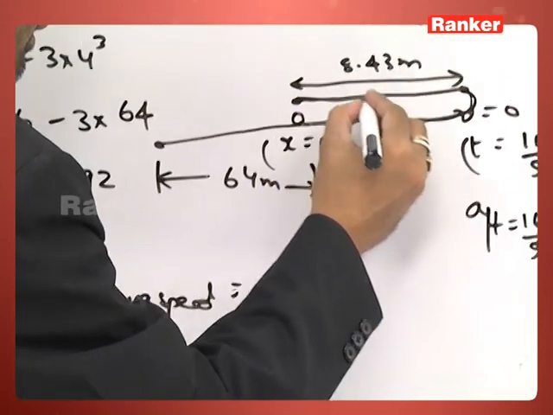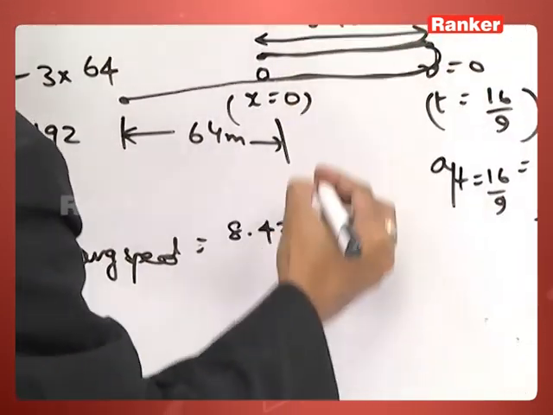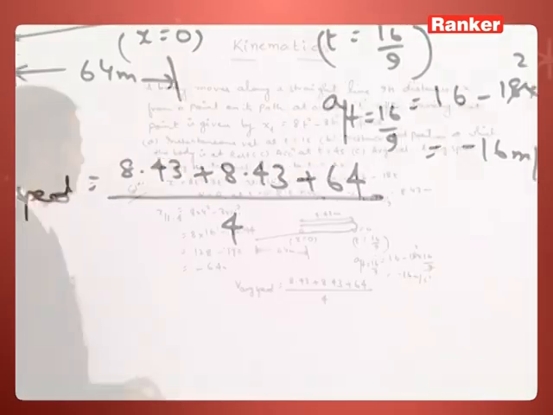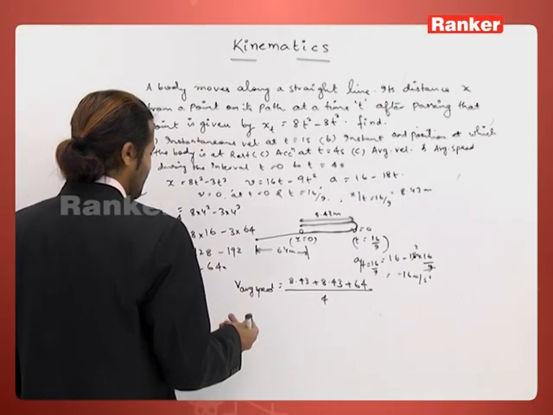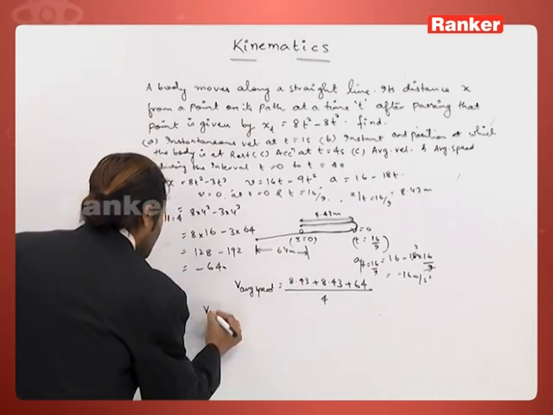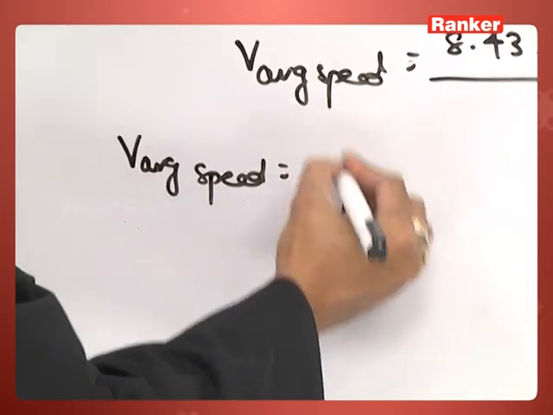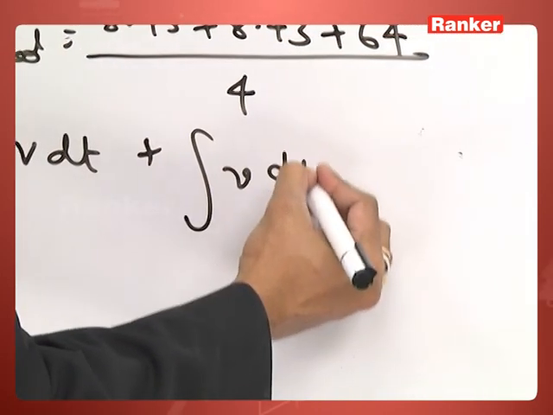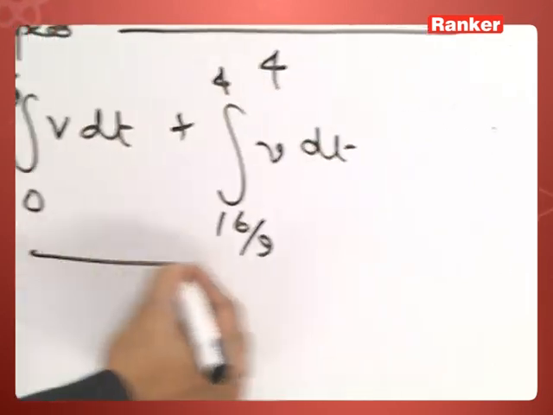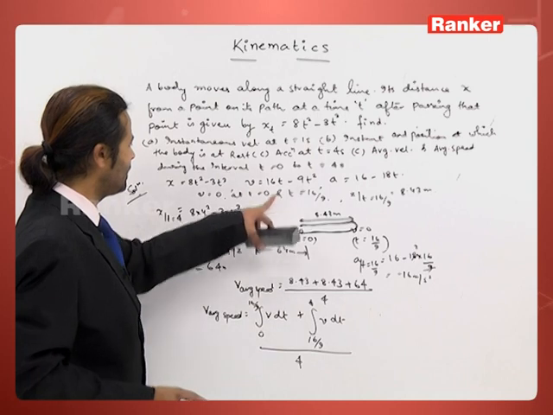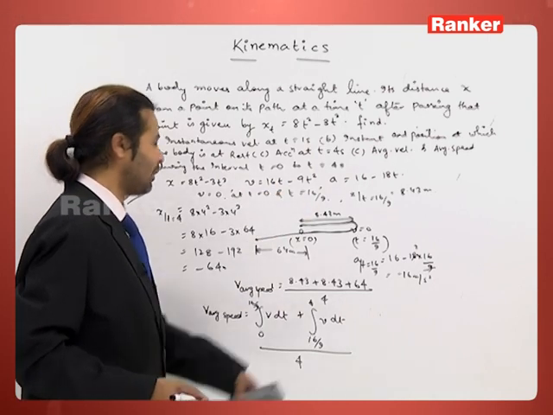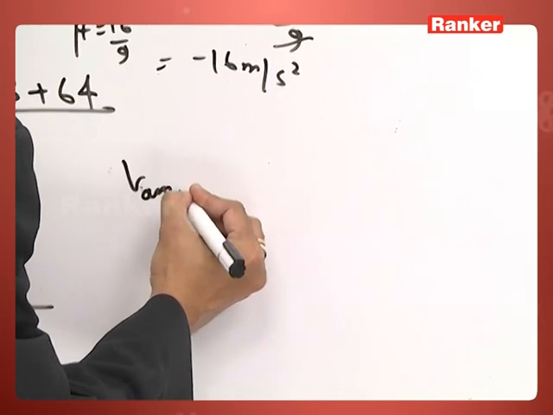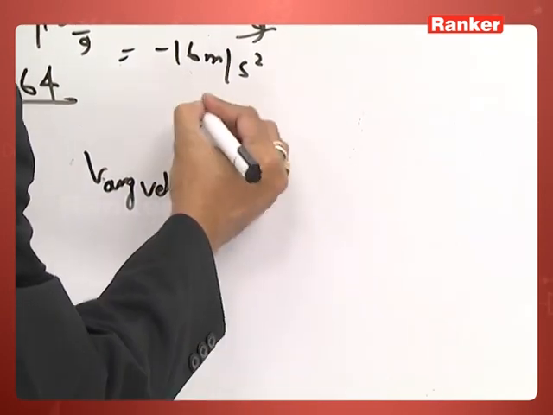So to calculate the average speed, total distance traveled: this is the distance 8.43, again it traveled 8.43, again it will travel plus 64, divided by total time 4. Or else there is another way of calculating the average speed. Average speed is integration of v dt from 0 to 16 by 9 plus integration of v dt from 16 by 9 to 4, divided by total 4. And this v is 16t minus 9t square. You can integrate and find this. For average velocity, simply I can put integration of v dt from 0 to 4, divided by 4.